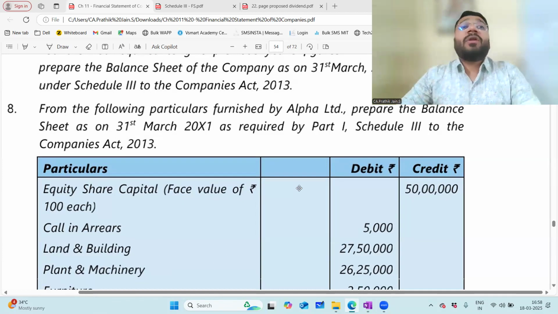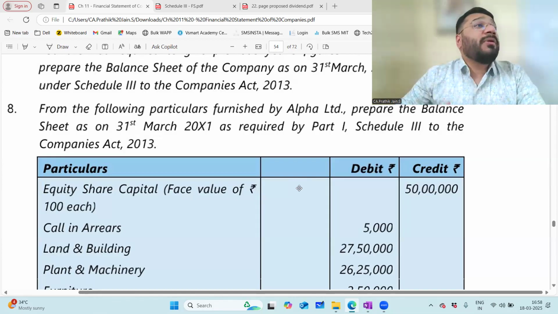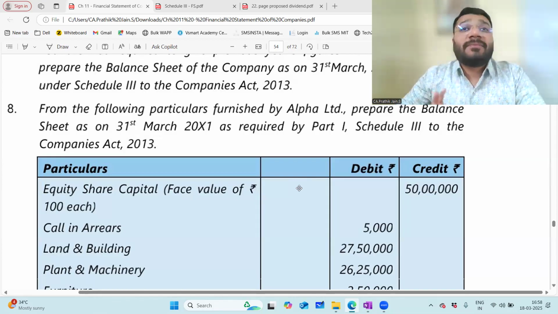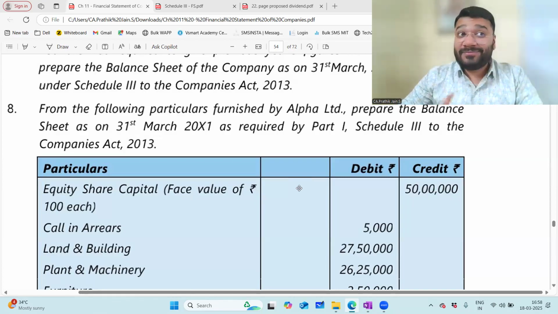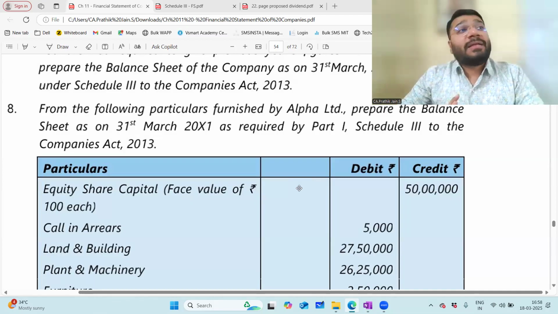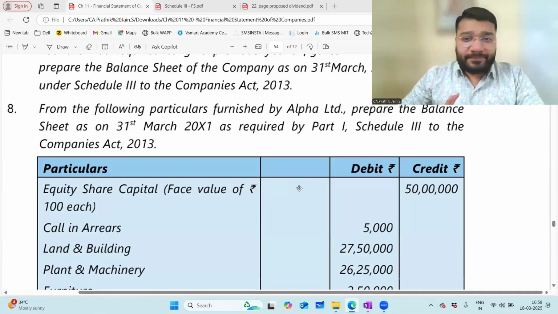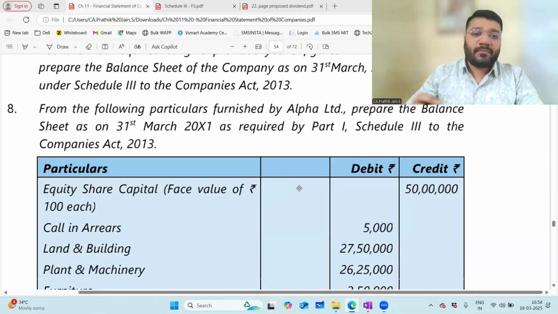Please tell me, the format of the financial statement is laid down where in Companies Act 2013? In Schedule 3. I asked about the financial statement. Schedule 3. Schedule 3 Part 1 gives me what format? Format of the balance sheet. Part 2 gives me the format of the statement of P&L. Okay. All of you know the format?